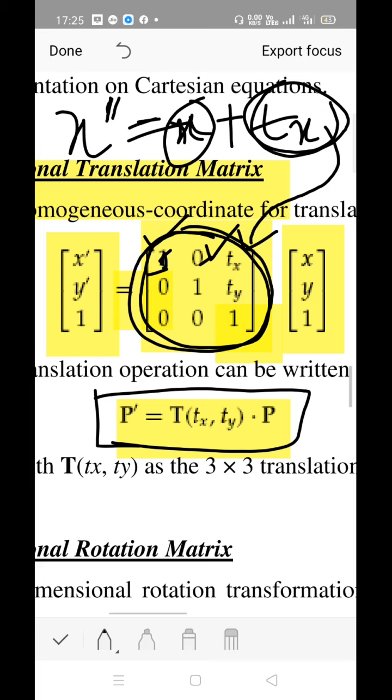translation vector value with respect to x coordinate. Mention that as the third parameter. Similarly, the second row which represents the y coordinates, check here. First row is representing x, no? Write the parameter for x. Similarly, write the y parameter for y.